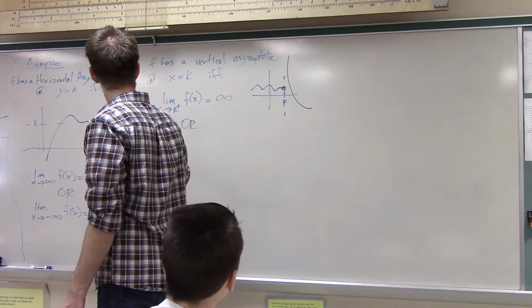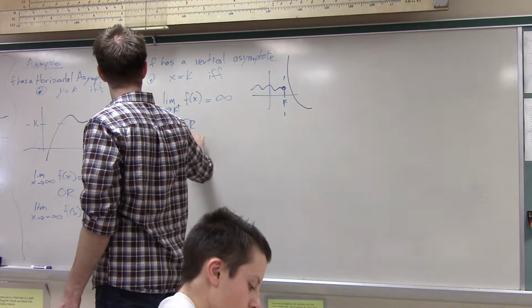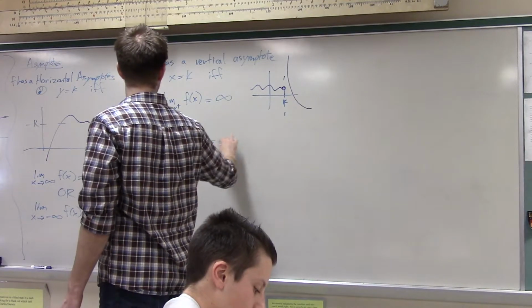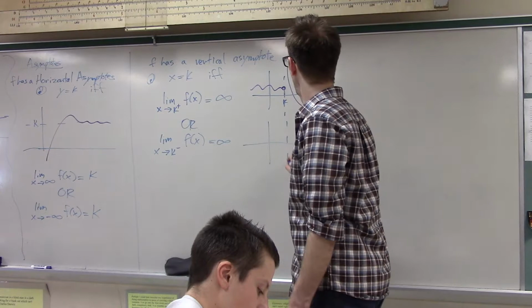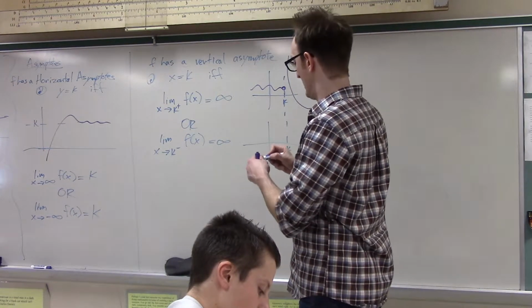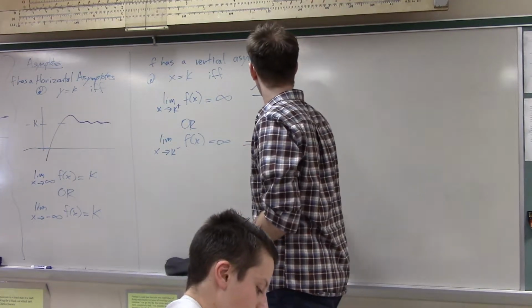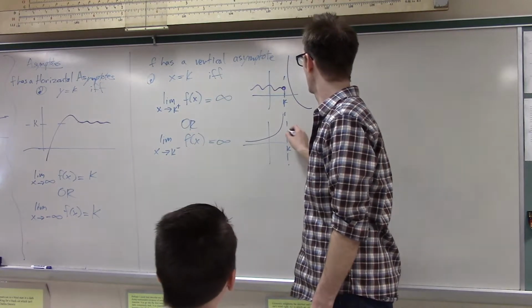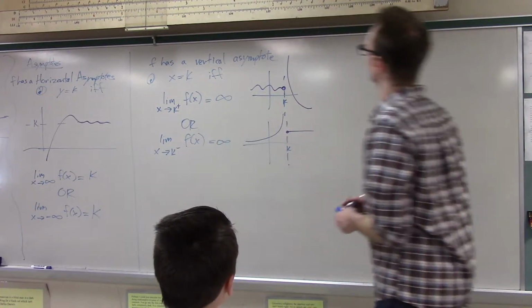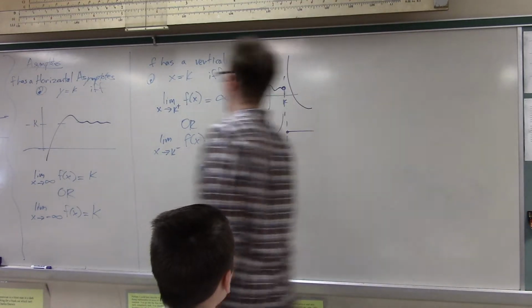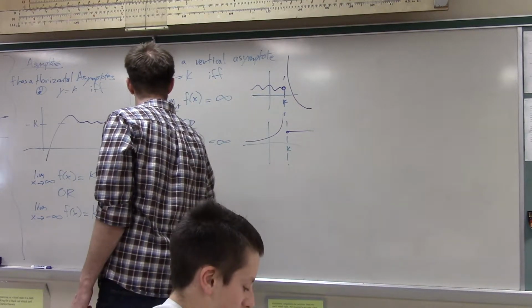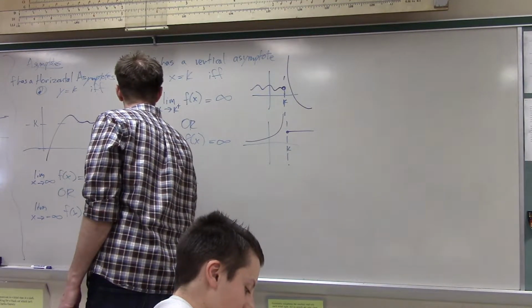Or if the limit as x approaches k from the left of the function is infinity, then I would also call that an asymptote. So maybe on the left side it's going up to infinity, but on the right side it's just like 2. Also negative, or maybe it goes to negative infinity.